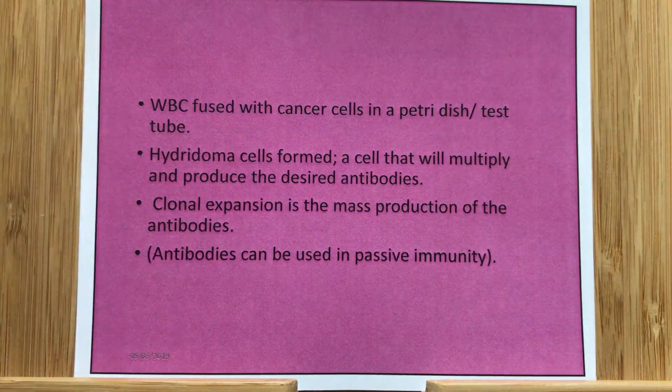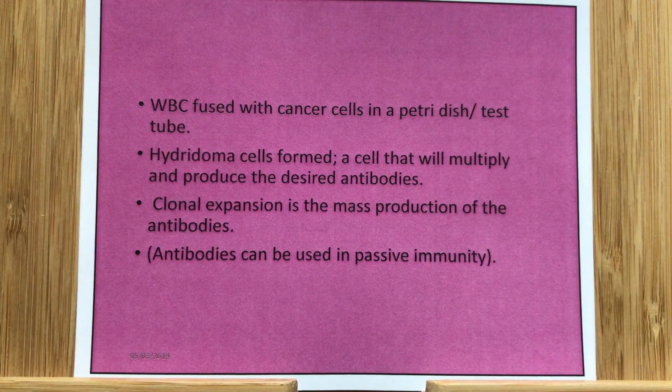The white blood cell that makes the antibody we're looking for is then fused with that tumour cell, the cancer cell, in a petri dish or test tube. And the nucleus from the cancer cell has been removed. It creates this hybridoma, a cell that will multiply and produce the desired antibodies that we're looking for.